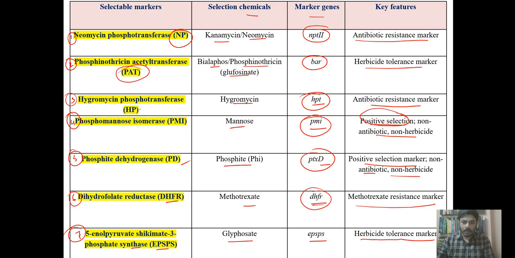So these are some very important selectable markers, their selection chemicals, the marker genes, and the type of markers they are.